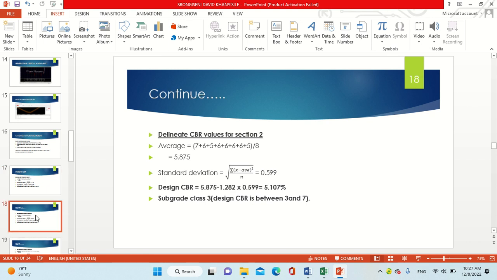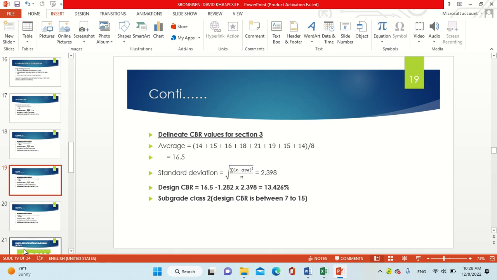Okay, to continue with the CBR values for section 2 now. We calculated the average, which was 5.875, and under section 2 we also calculated the standard deviation, which was 0.599, and the design CBR, which was 5.875. And for subgrade class, we also chose the design CBR between 3 and 7.